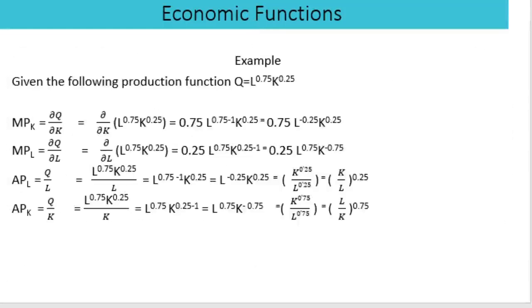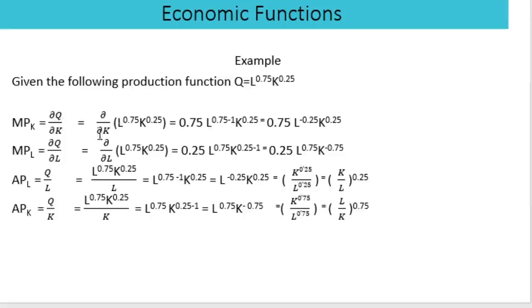Given the following production function, Q equal to L raised to 0.75, K raised to 0.25, find the marginal product of capital, marginal product of labor, average product of labor, and average product of capital. That is, differentiate this with respect to K, then we will get marginal product of capital. Differentiate this with respect to labor, we will get marginal product of labor. Divided by L, we will get average product of labor, divided by K, we will get the average product of capital.